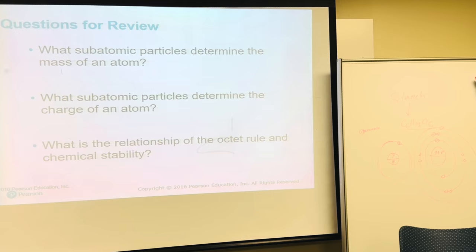But before that, let's see how much you remember. What subatomic particles determine the mass of an atom? Proton and neutron. Very good. What subatomic particles determine the charge of an atom? Electron and proton, because electron has negative charge and proton has which charge? Positive charge. What is the relationship of the octet rule and chemical stability? If they have the full valence shell, they are happy. So they are stable. Okay?